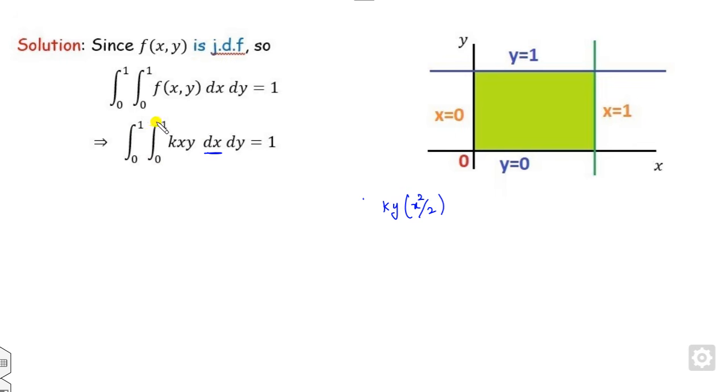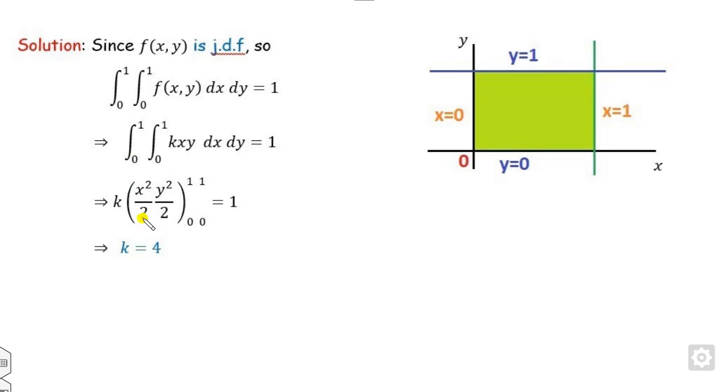Since the limits are constant, you can apply the shortcut trick. Since the limits are constant, you can directly integrate both at the same time: x square by 2, y square by 2. Take the limits as here. Remember, this rule is applicable only when the limits are constant. Once you substitute, k is 4.